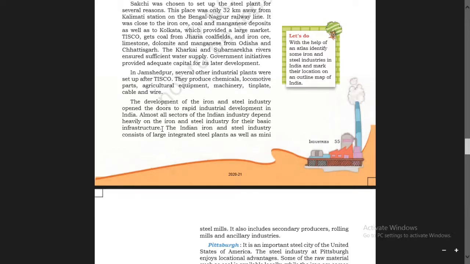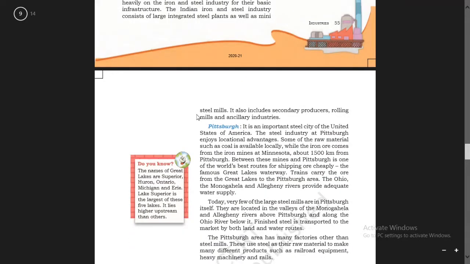So, infrastructure means physical and organizational structures and facilities here. Almost all sectors of Indian industry depend heavily on the iron and steel industry for their basic infrastructure. The Indian iron and steel industry consists of large integrated steel plants as well as mini steel mills. It also includes secondary producers, rolling mills, and ancillary industries.